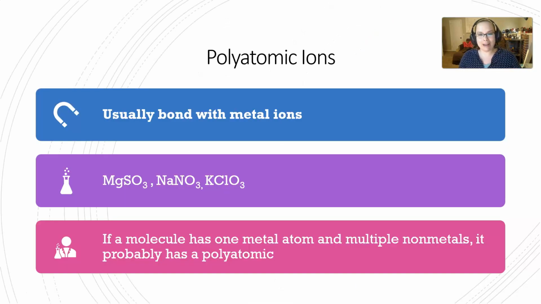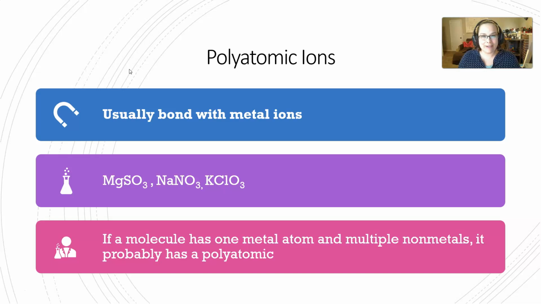So, polyatomic ions, a majority of them are negatively charged, which means they're going to bond with things that are positively charged, which are going to be metals. Examples include magnesium sulfate, sodium nitrate, and potassium chlorate.